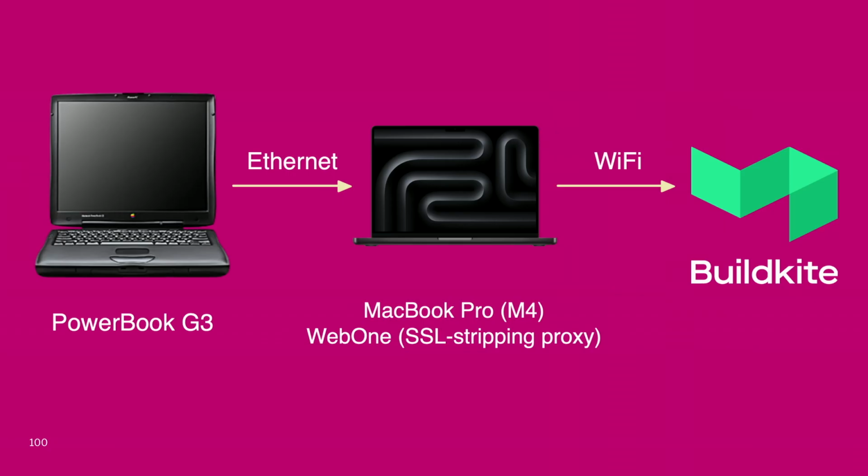So yeah, it's going to talk over this yellow Ethernet cable to my M4 here. And this is running an SSL stripping proxy called Web1, which is popular for use with retro applications. If you've, there's a Mastodon client called Maxtodon written in MacPython that uses, I think you need to use something like Web1.